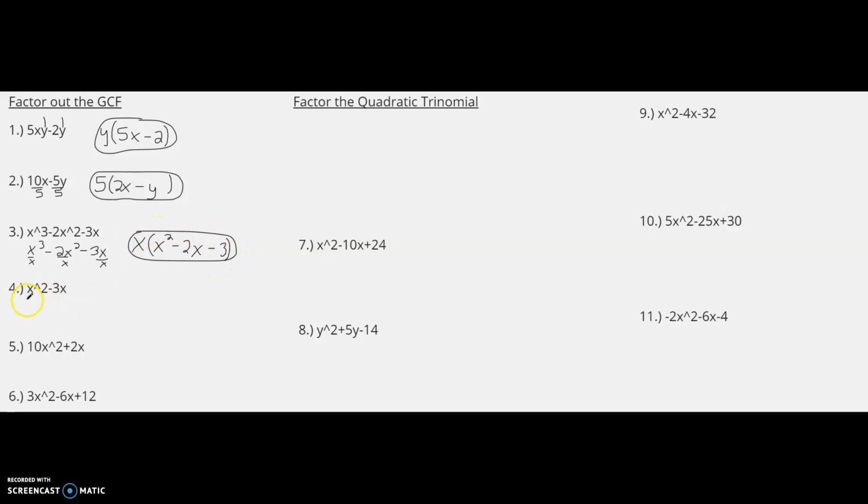There we go. Look at number 4. This is the same thing as saying x squared minus 3x. And it looks like we have another x to factor out. Factor out an x. And what's left after dividing away the x is simply x minus 3.